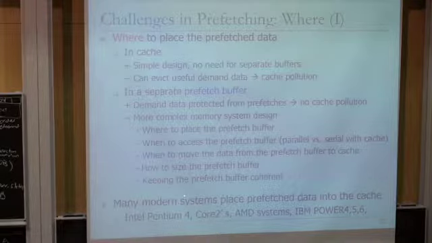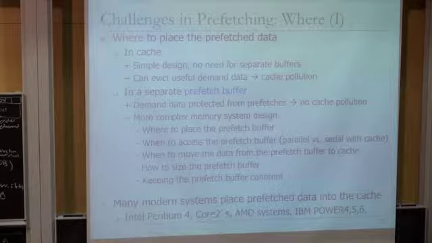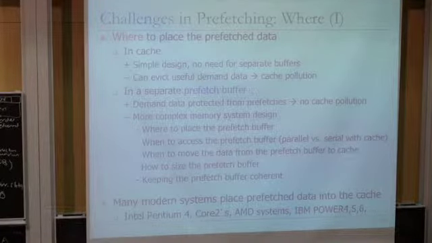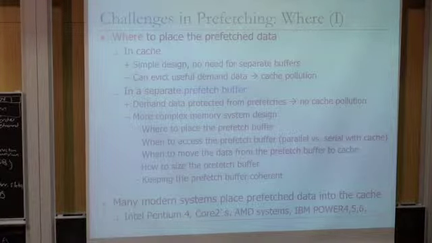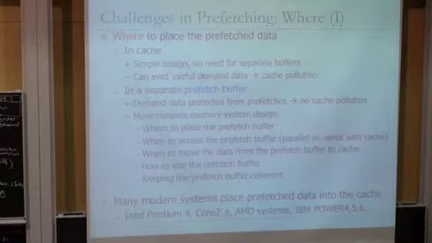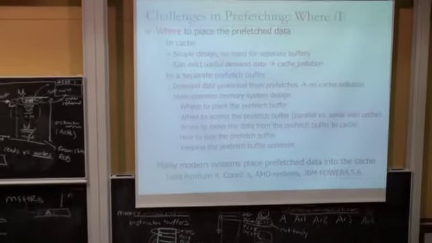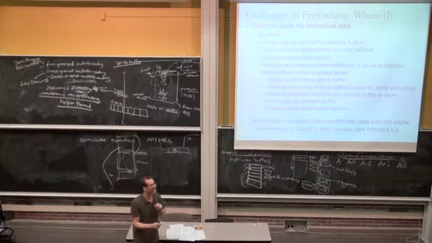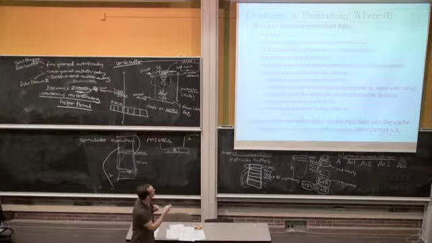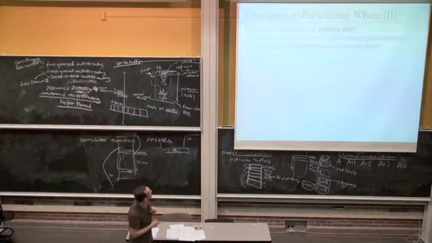So many modern systems, because of the complexity that prefetch buffers add into the system, place prefetch data into the cache. If you actually read the manuals, they'll tell you. I guess these are some of the old ones, but the new ones are like that too. Prefetching into the cache is easy because you already have all of the paths and wiring for demands anyway, and you can place the prefetched cache blocks into your cache as well.